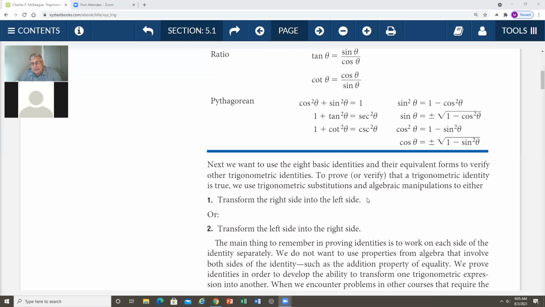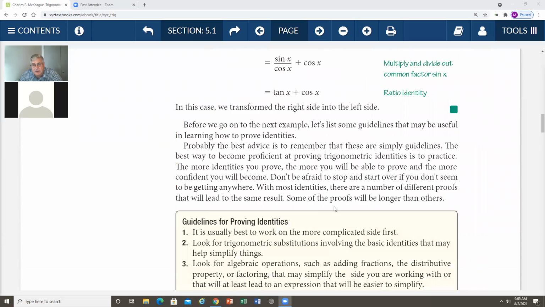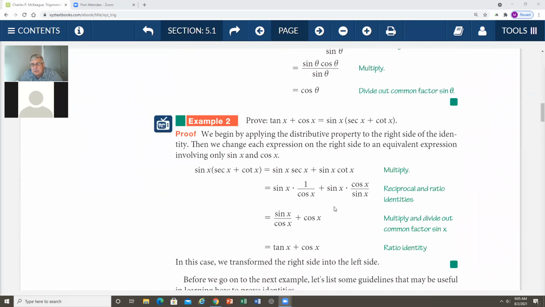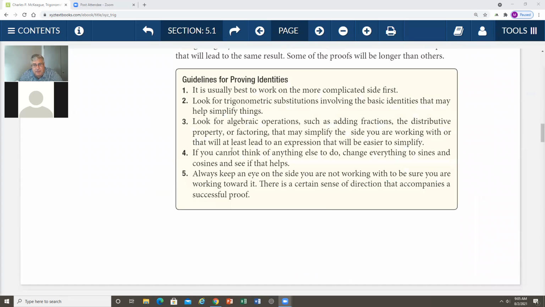All right. So how to prove that trigonometric expressions are valid identities? Well, on page 250 in your textbook, there is a shaded box here at the bottom of the page, and it gives you some guidelines for proving identities. Number one, it says it is usually best to work on the more complicated side first.